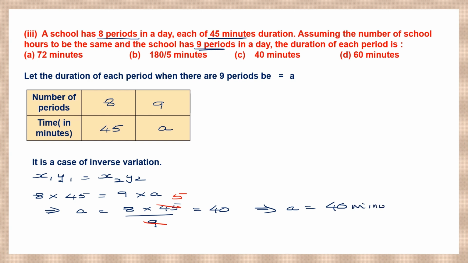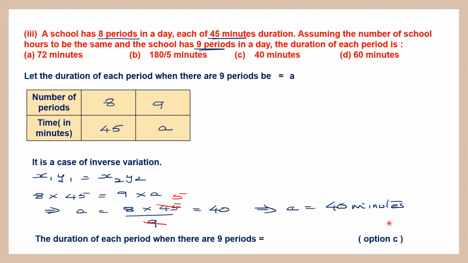And what is A? A is the duration of each period when there are 9 periods. So when there are 9 periods, each period is of 40 minutes duration. So the duration of each period when there are 9 periods is 40 minutes. So this is our answer, 40 minutes.